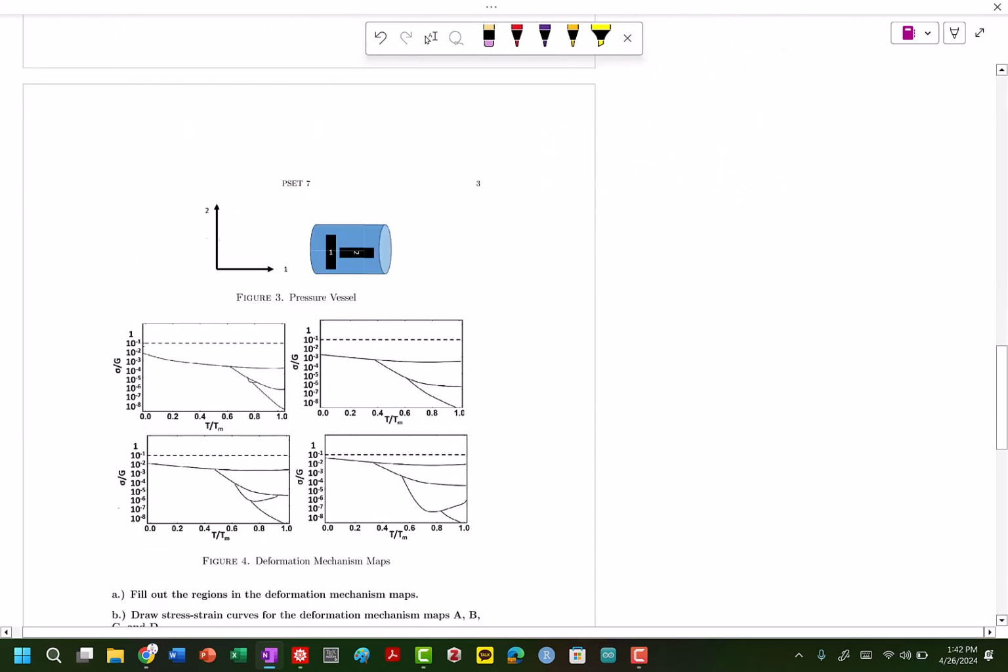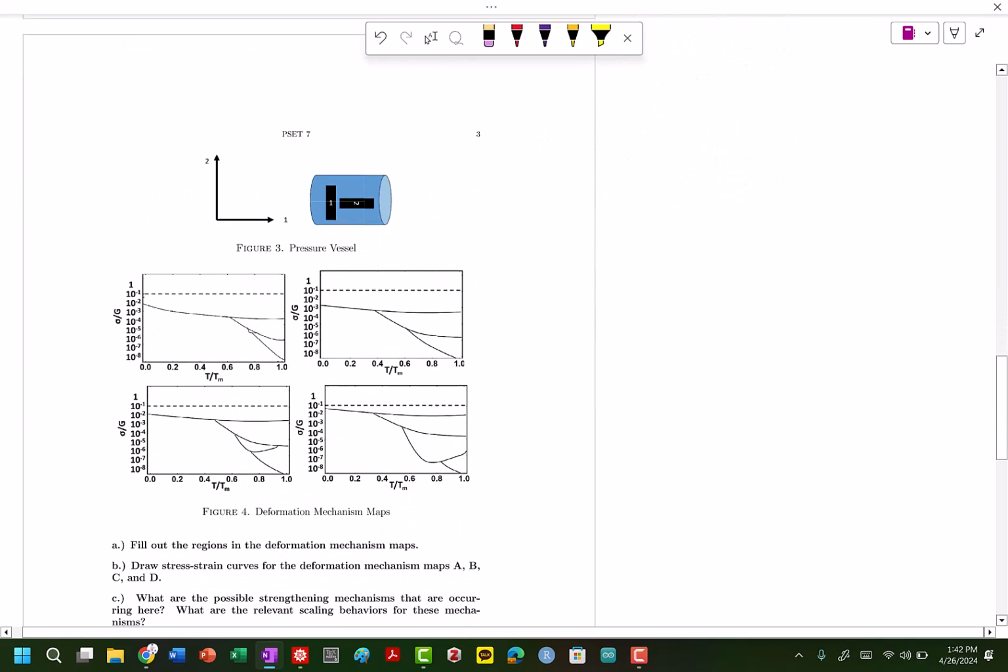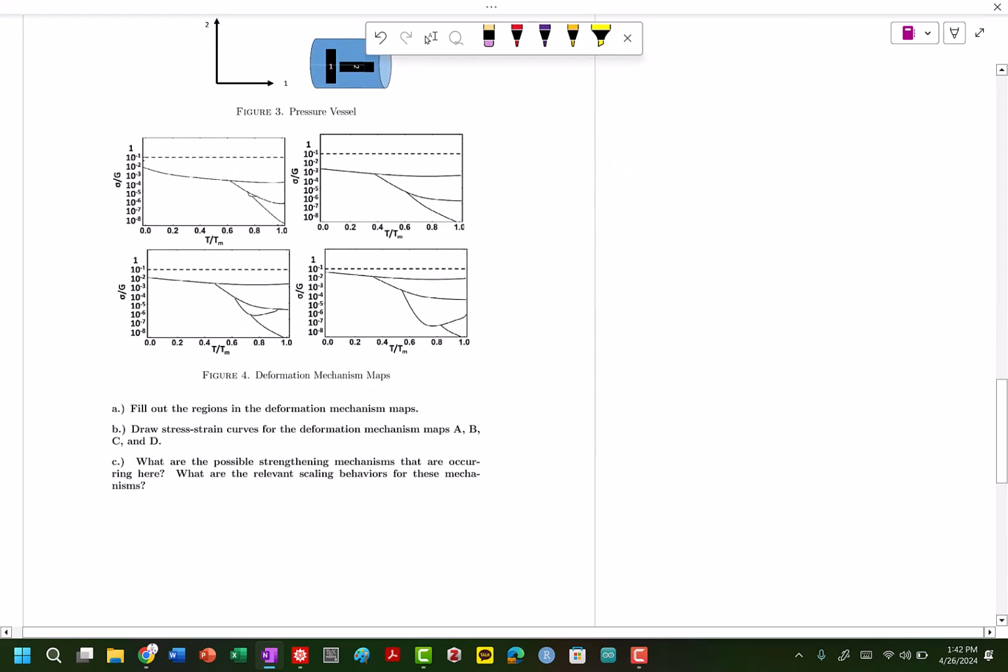All right, let's look at some of these deformation mechanism maps. Fill out the regions. I'm just going to do it for one. Again, theoretical shear, DG dislocation glide, elastic. This is going to be power law creep. This is going to be Nabarro-Herring. This is going to be Coble creep. And you can do the same for the rest of the curves as well.